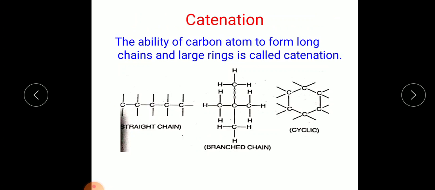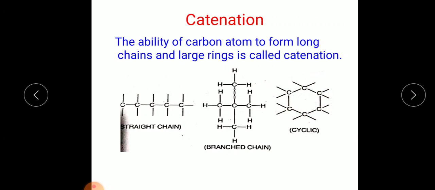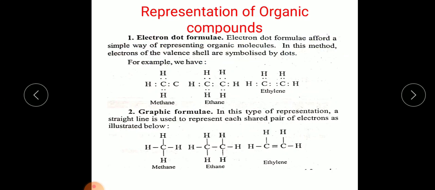The catenation property is defined as the ability of carbon atoms to form long chains and large rings. So carbon is the only element that has the property to link with each other to form a long chain as far as it's possible. So it can form a straight chain, or a branched chain, or a cyclic chain. That property we call catenation property.